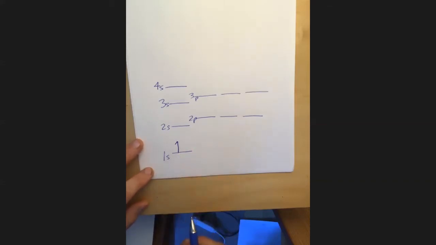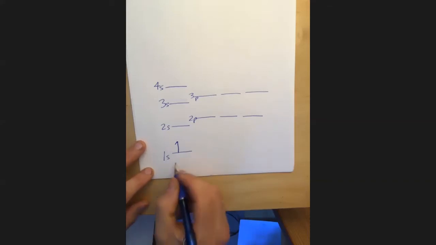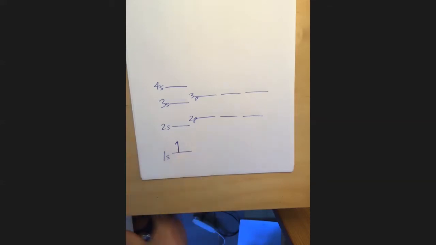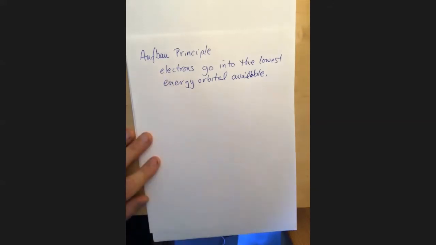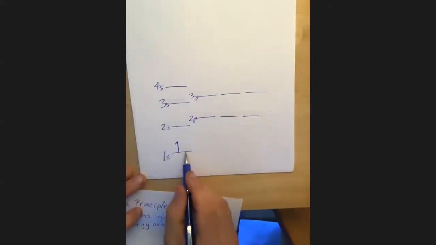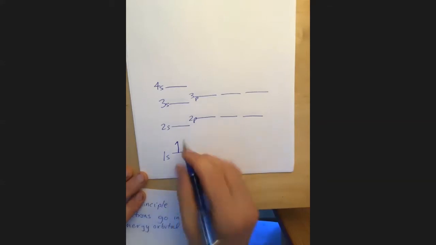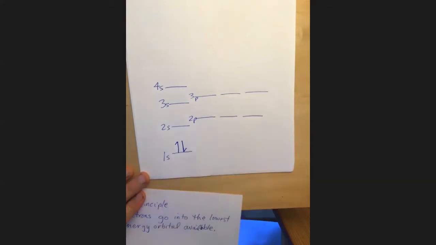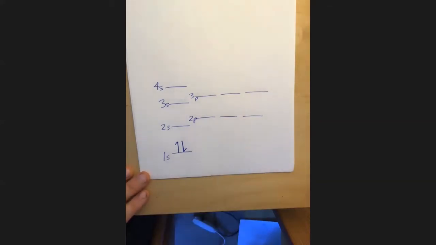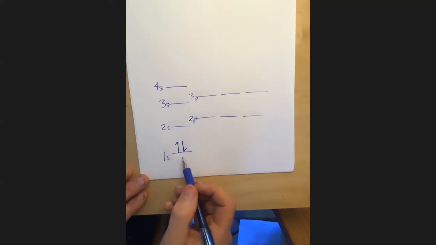The next element, helium, has a 2nd electron. So if I do 1 electron for hydrogen, when I get to putting helium in there, the Aufbau principle says the electron goes into the lowest energy orbital available. Well, in this case, I've got 1 spot down here, and so I'm going to put my 2nd electron down here. Okay, so now I've done helium. That takes care of the first 2 elements.